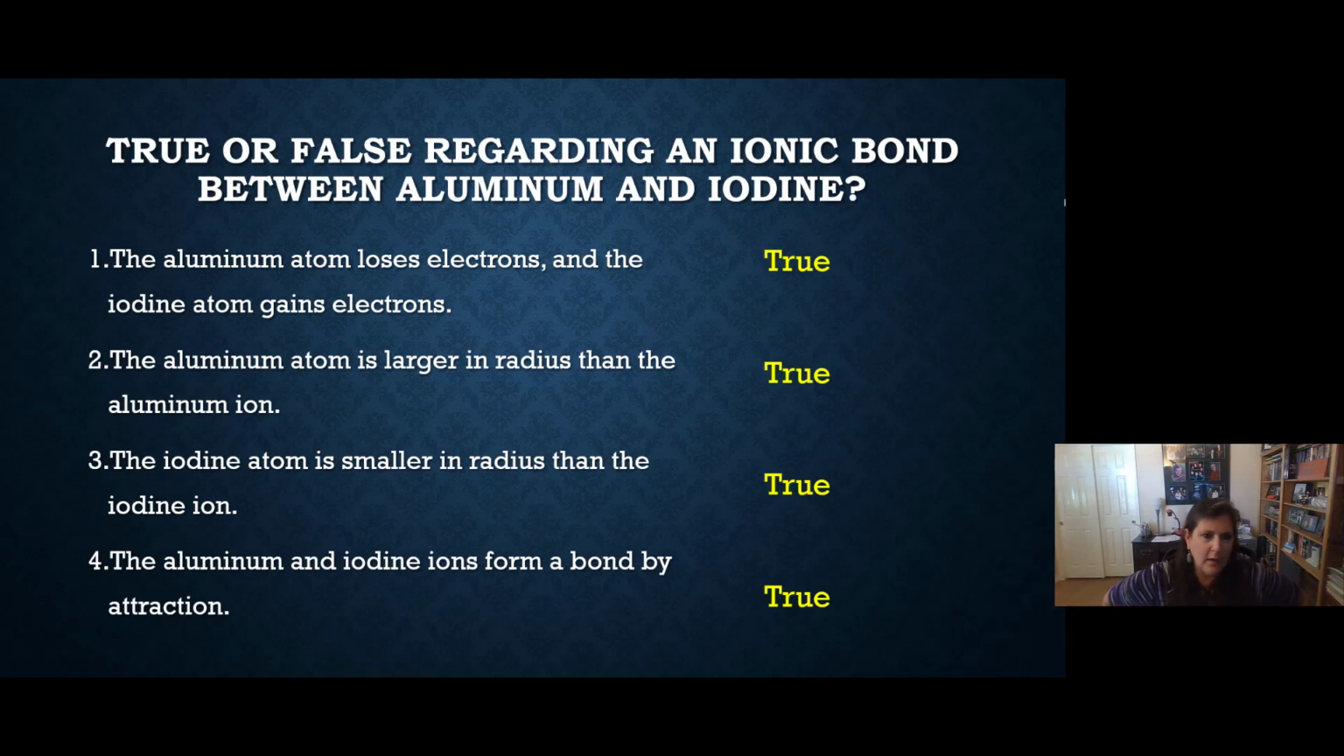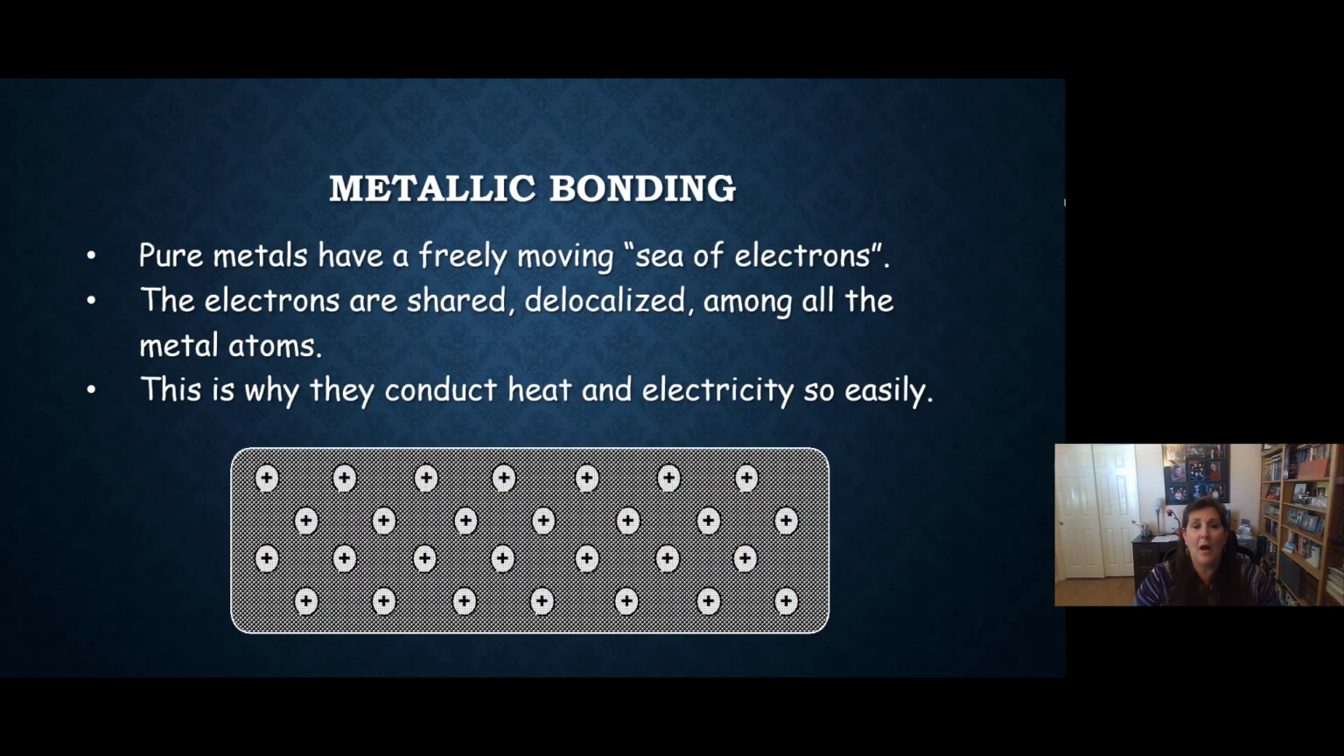Now you may be wondering, if aluminum is a +3 and iodine is a -1, how does that work? Well, you're actually going to need 3 iodines to bond with the aluminum. So the formula is AlI3, with subscript 3. Yeah, you need 3 I's to go with 1 aluminum, since iodines are -1, but the aluminum is +3.